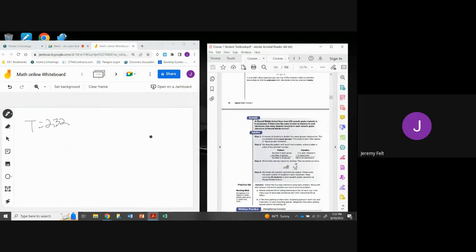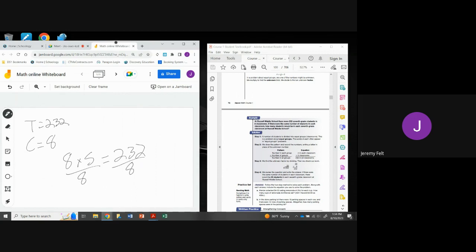Okay, so there's 232 students, and there's the same number of students in each classroom. There's 8 classrooms, right? We want to know the number of students in the group. So number of classes, which is 8, times the students in each class, which we'll just call S for students, even though it looks like a 5. And that equals 232.